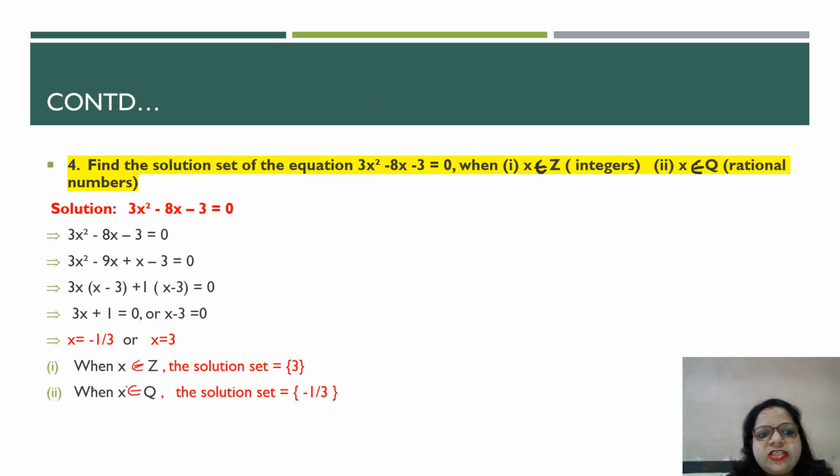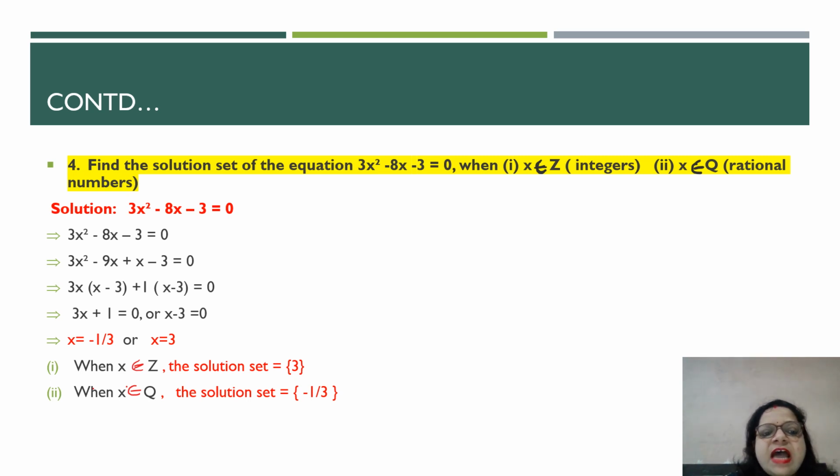Now coming to the next slide, children. Find the solution set of the equation 3x square minus 8x minus 3 is equal to 0 when x belongs to Z, that is integers, and x belongs to Q, rational numbers. What are rational numbers, children? Rational numbers are those numbers which can be expressed in the form of p by q, and q is not equal to 0. Now solution, 3x square minus 8x minus 3 is equal to 0.